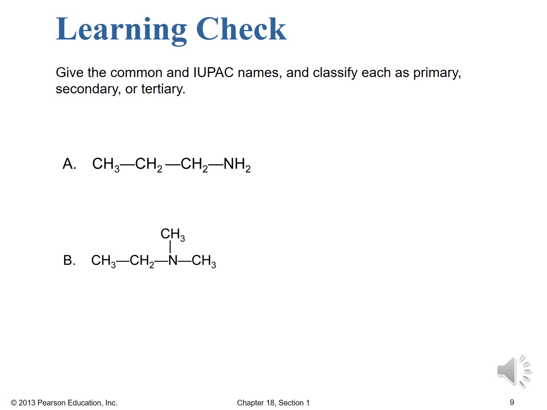All right, so why don't we pause here for a learning check. In this particular learning check, you're asked to give the common and IUPAC names and then classify each as either primary, secondary, or tertiary, right? The nitrogen can make 3 bonds. If it's just 1 bond to a carbon group, that's a primary amine. If it's 2 bonds from the nitrogen to 2 different carbon groups, then that's going to be a secondary amine. And finally, if all 3 bonds from the nitrogen are to carbon groups, then that's a tertiary amine.